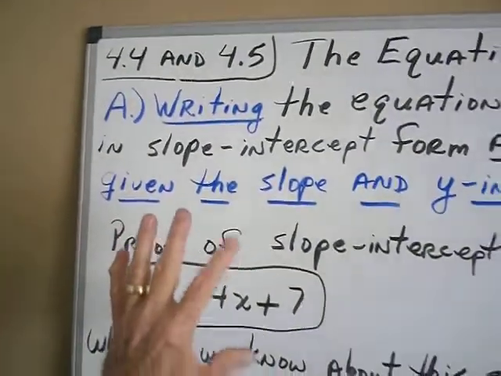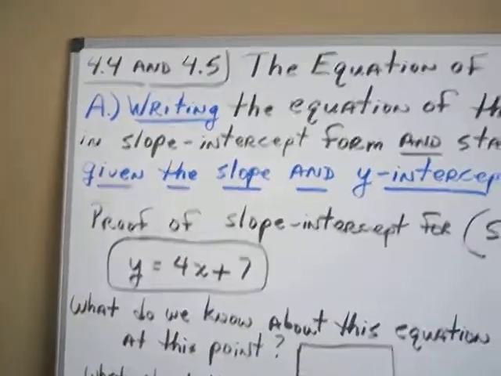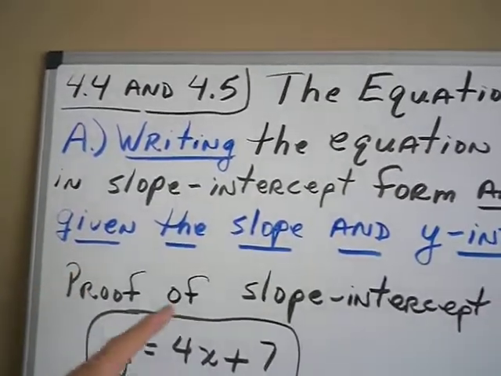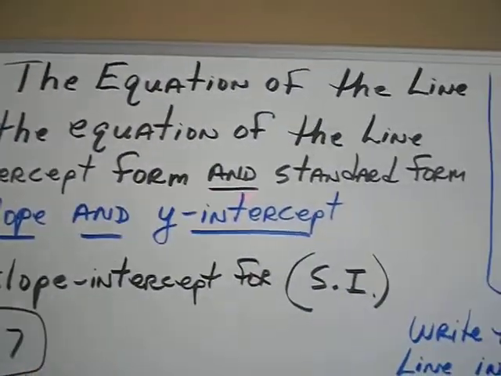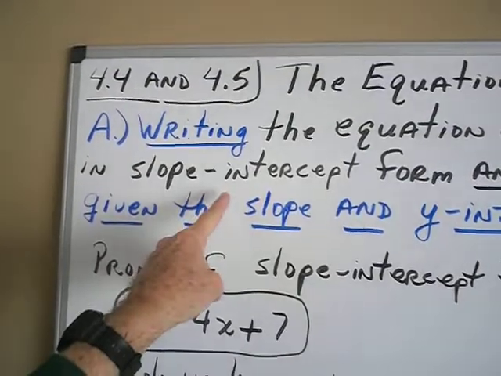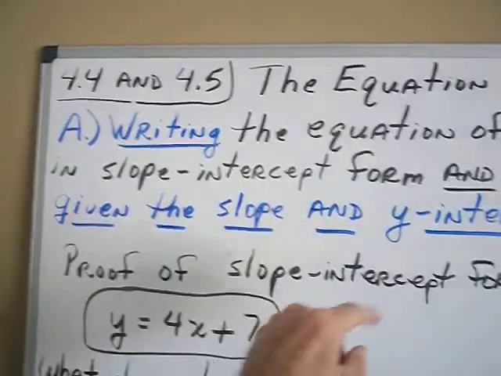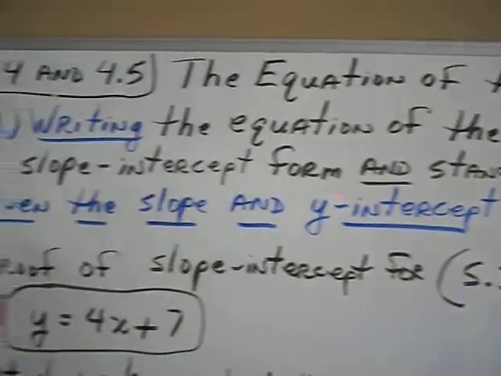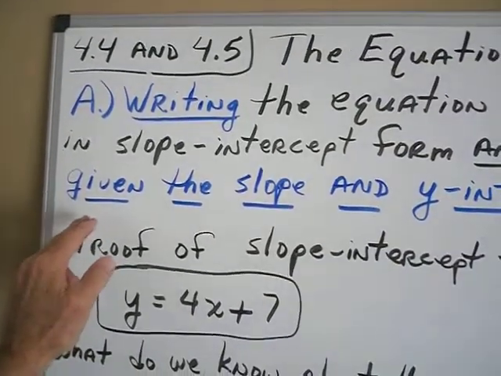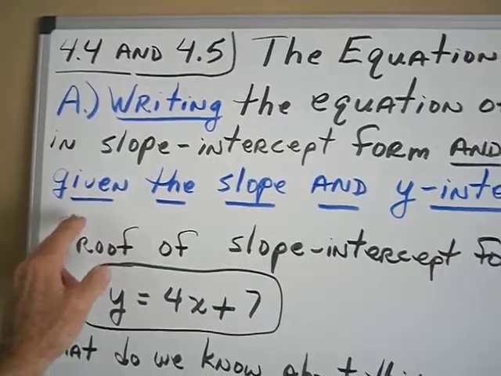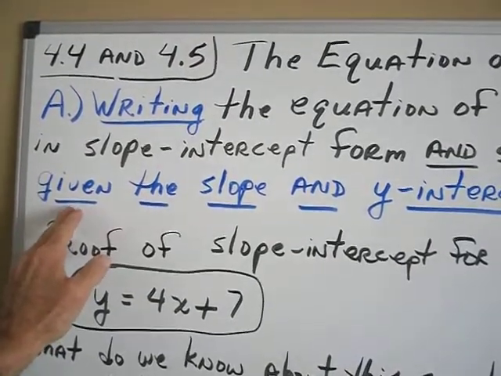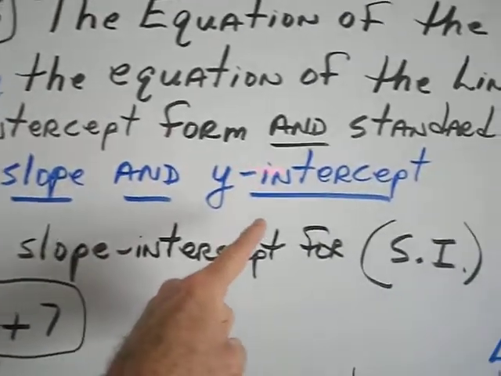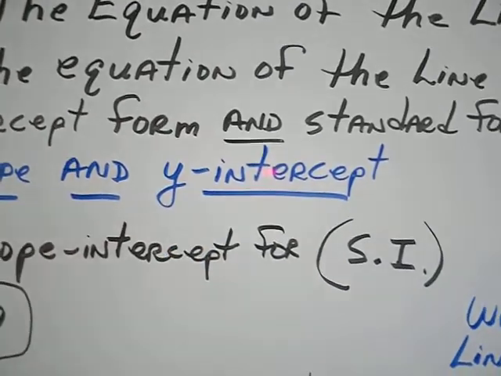Now, here is what letter A is going to be about. Letter A is writing the equation of the line in slope-intercept form and in standard form. And here's the data that's going to be given to us so that we'll be able to write that equation. We're going to be given the slope of the line, and we're going to be given the y-intercept.